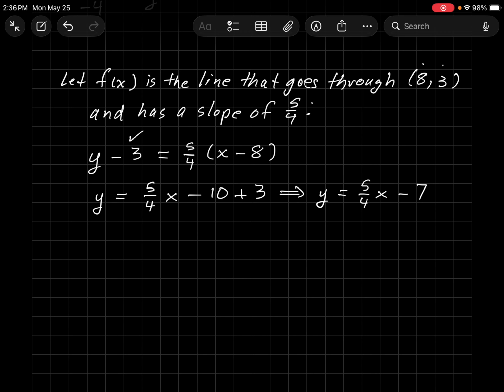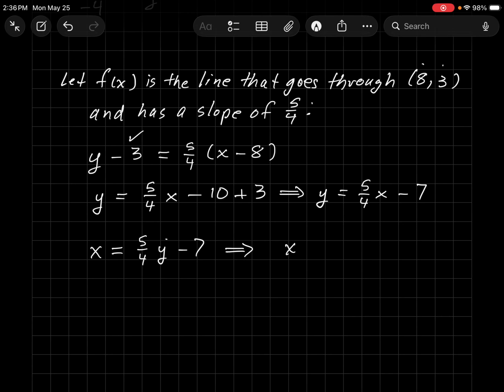So this is our original function. And now we can find the inverse by switching our x's and our y's. x equals 5/4 y minus 7. Really, again, this y is our y inverse, but we'll leave it as y for now. And then we can solve for the y value.